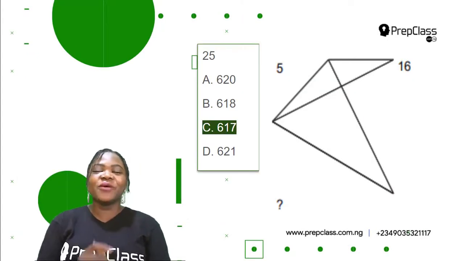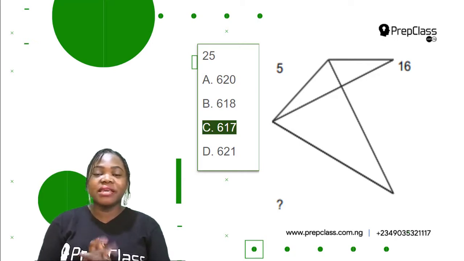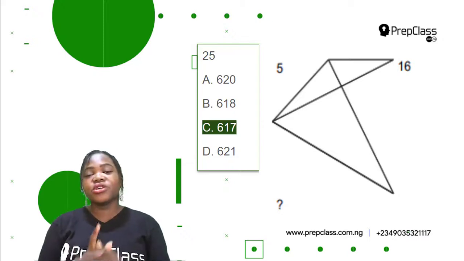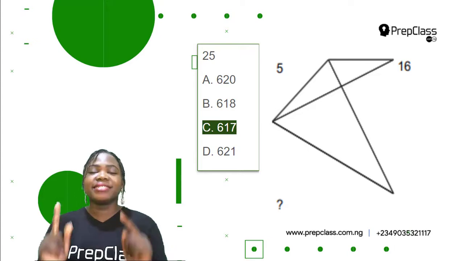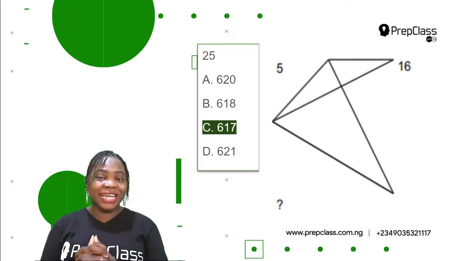Of course it is. So which of the options is correct? A is 620, B is 618, C is 617, D is 621. So the correct option is C, 617. Yes, that is correct. Well done. I hope you got the correct answer as well.